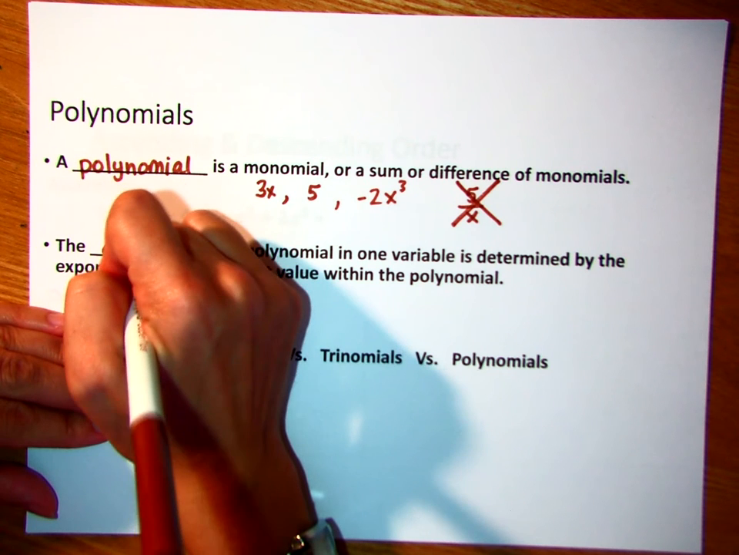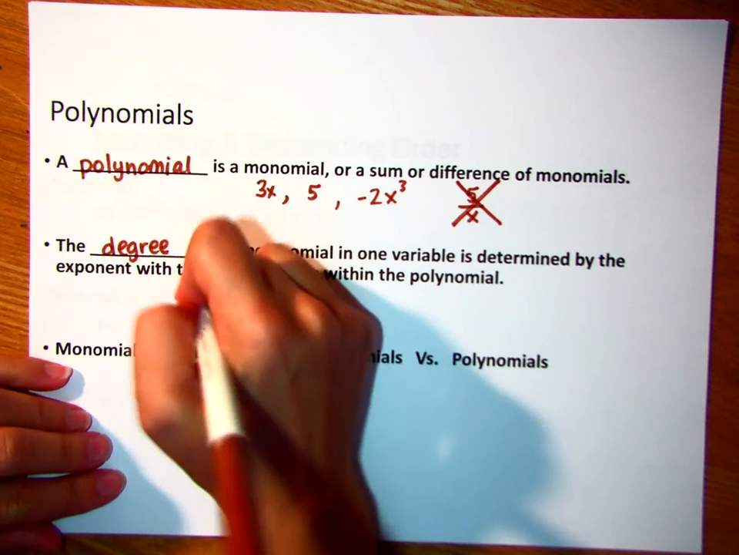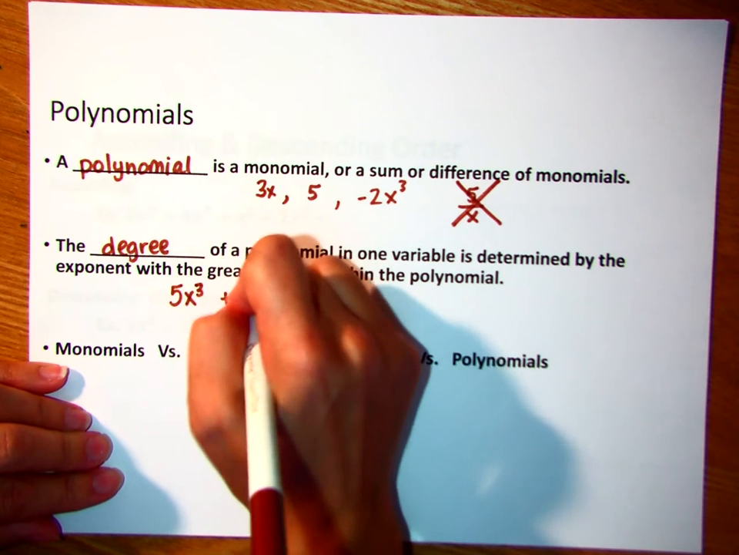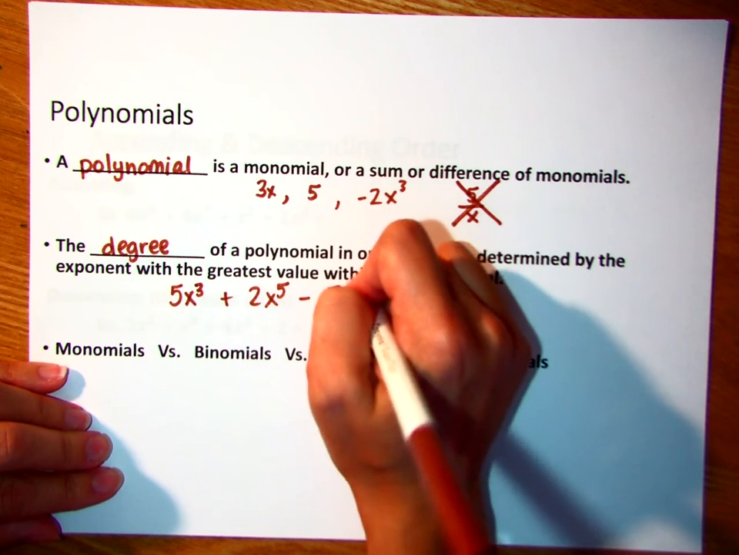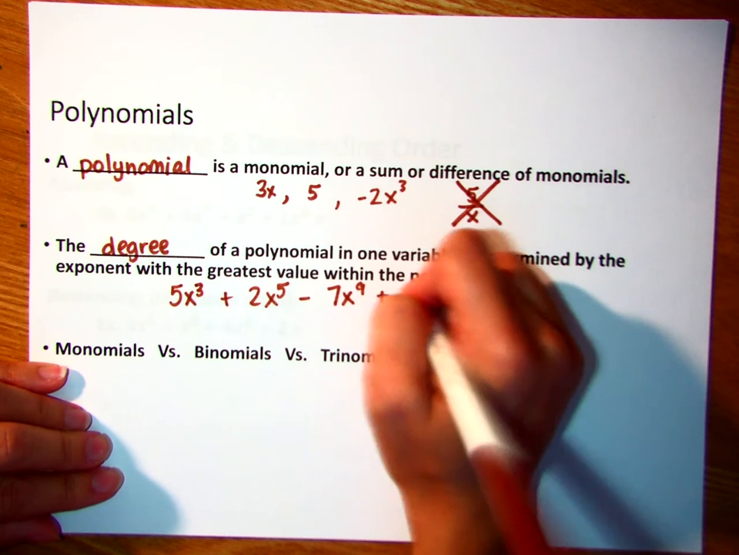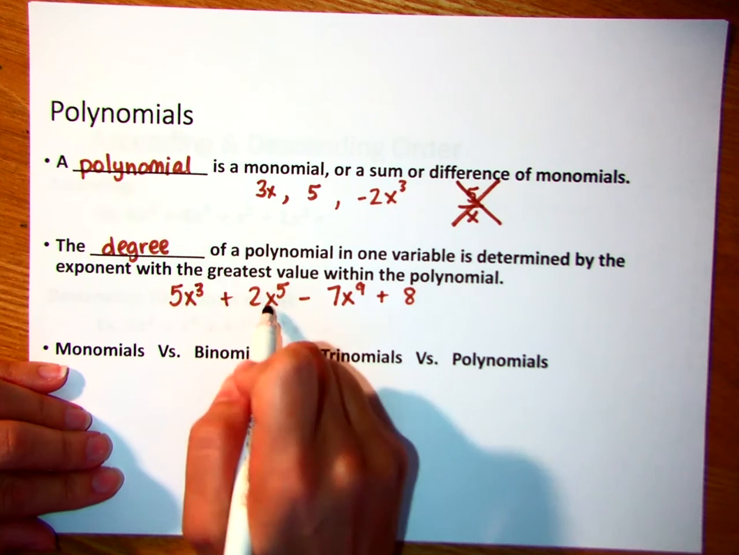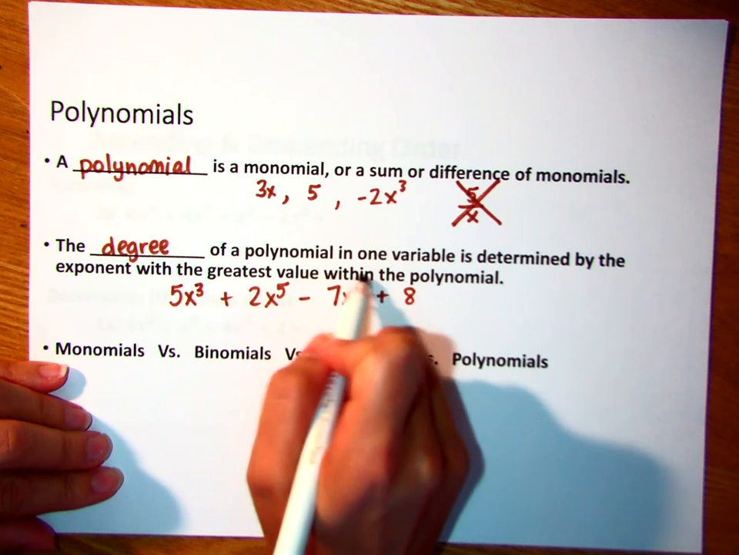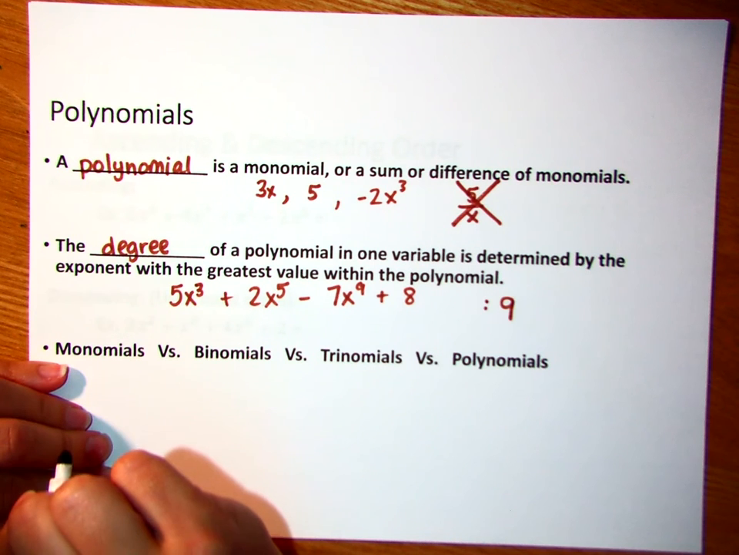Another thing is that we talk about the degree of a polynomial. The degree of a polynomial is the exponent with the greatest value. So for example, let's say I have 5x cubed plus 2x to the 5th minus 7x to the 9th plus 8. And we want to know the degree of this polynomial. We look at the exponents attached to your base, which would be x, and the one that has the greatest value would be this 9. So the degree of this polynomial is actually 9.